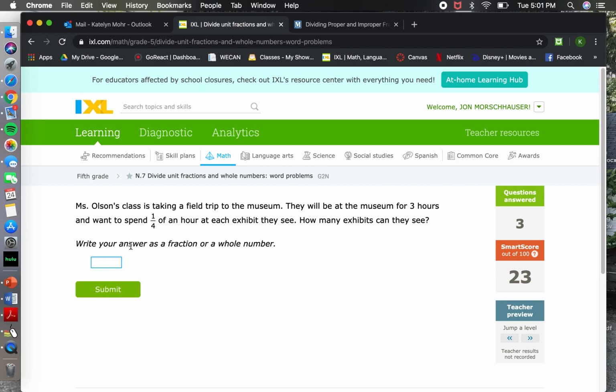So then you are going to be continuing to do these problems. Sometimes they can be tricky to figure out what number you're dividing by what number. So it's really important to underline those important things. So 3 hours, and they want to spend 1/4 of an hour at each exhibit. So they need to figure out how many exhibits they can see. So if they have 3 hours, and they spend 1/4 of an hour at each exhibit, how many exhibits can they see? So we need to figure out how to set up our problem and solve.